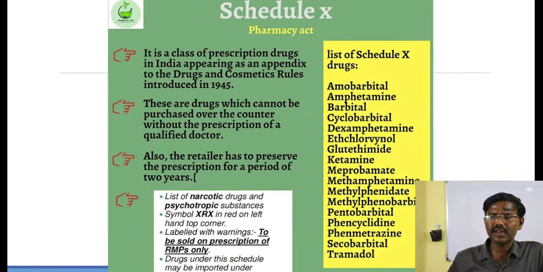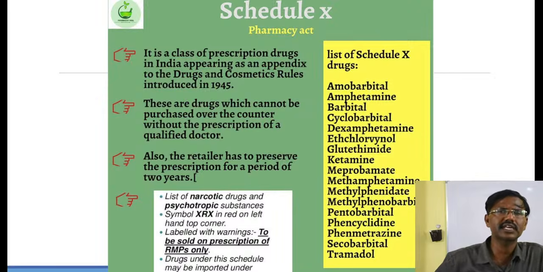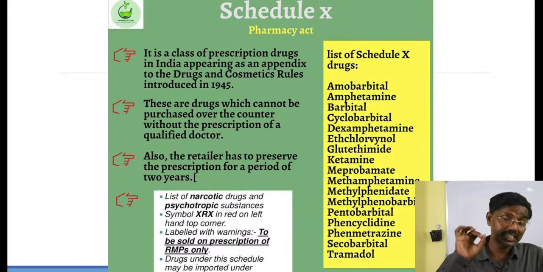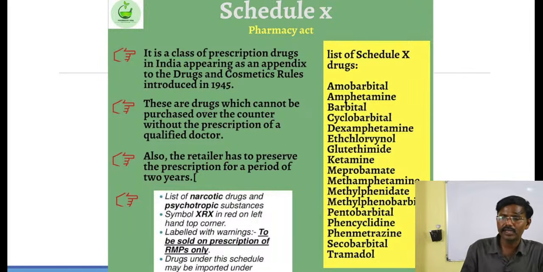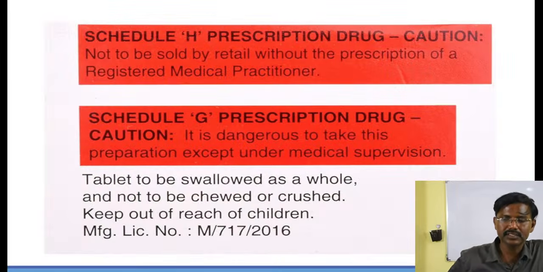So these are some examples of Schedule X drugs. Remember, these are very, very important. Amobarbital, amphetamine, barbital, cyclobarbital, dextroamphetamine, glutethimide, ketamine, meprobamate, methylamphetamine, and tramadol. Tramadol is also a commonly used drug in the medical shop, especially in hospitals. Tramadol injection or tramadol tablet, if you are giving it, you must have a new, updated or recent prescription. Otherwise, you cannot dispense tramadol, right? And it should contain XRX. The prescription must contain XRX, right?